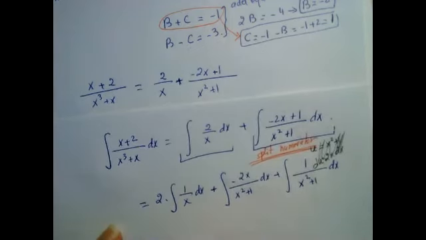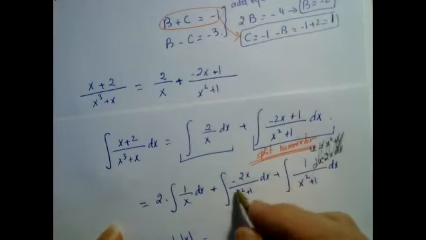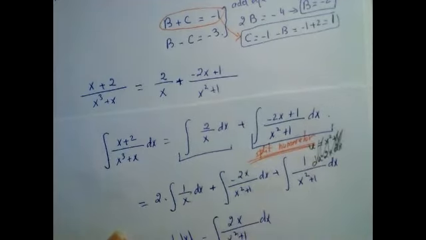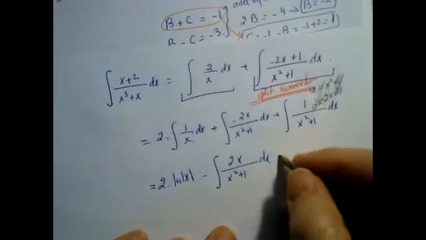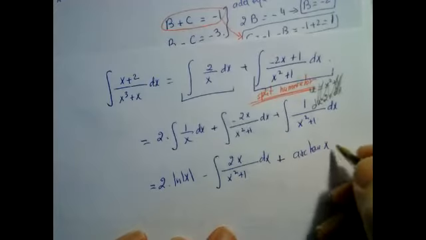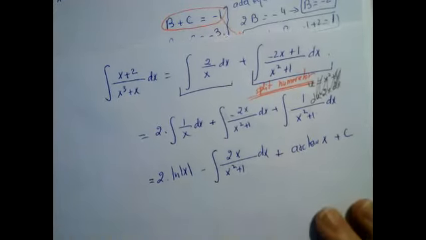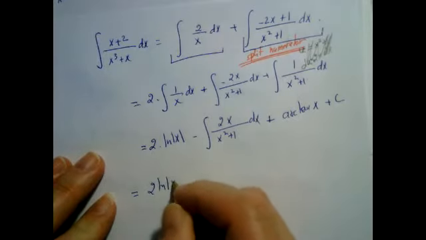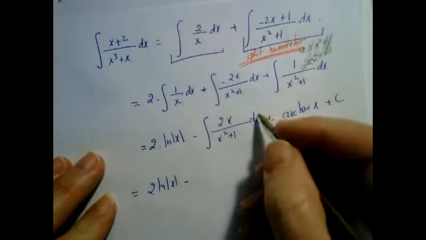2 ln of x minus, now this integral here, this is where the substitution your classmate mentioned works, only on this piece. This one is easy, that's the arctangent of x. It's only x, there is nothing else. So finally I will end up with 2 ln of x minus this one.